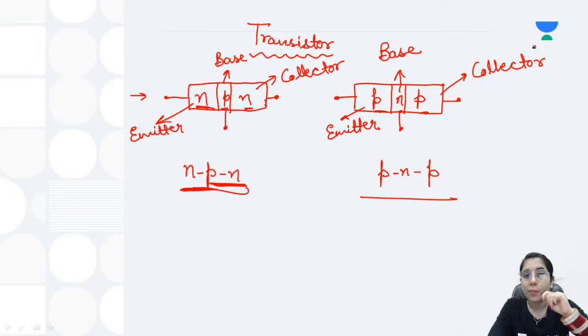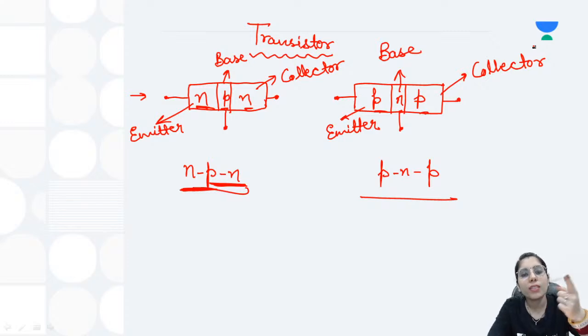One more thing, if the majority charge carriers go towards the base, what is the meaning of that? What are the majority charge carriers? First of all, we have to understand that. In the N-type semiconductor, the electrons are the majority charge carriers. In the P-type semiconductor, the holes are the majority charge carriers. So in N-type, if you consider the movement of the charge carriers, what will be the charge carriers which go from one place to another?